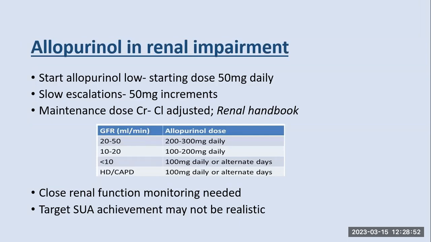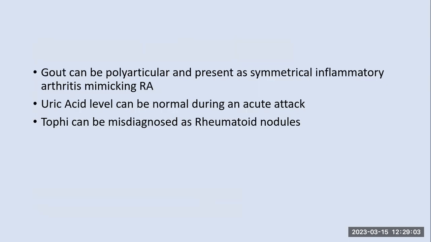Close renal function monitoring should be done; achieving the target serum uric acid may not be realistic despite all these efforts. So the take home message is that gout can be polyarticular and present as a symmetrical inflammatory arthritis mimicking rheumatoid arthritis. Uric acid levels can be normal during an acute attack. Tophi can sometimes be misdiagnosed as rheumatoid nodules.